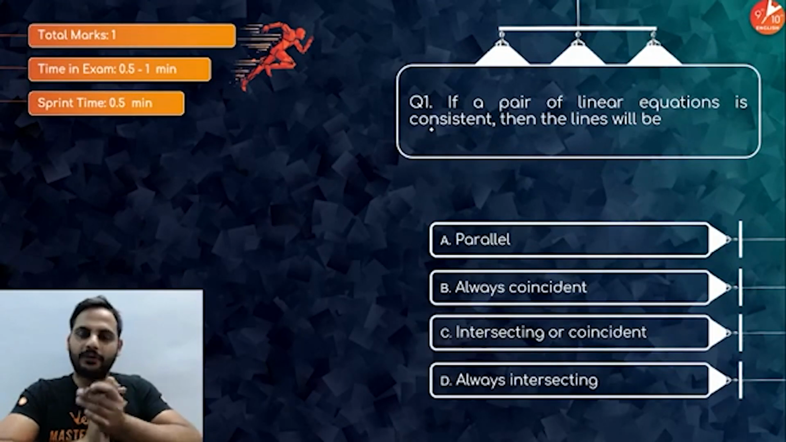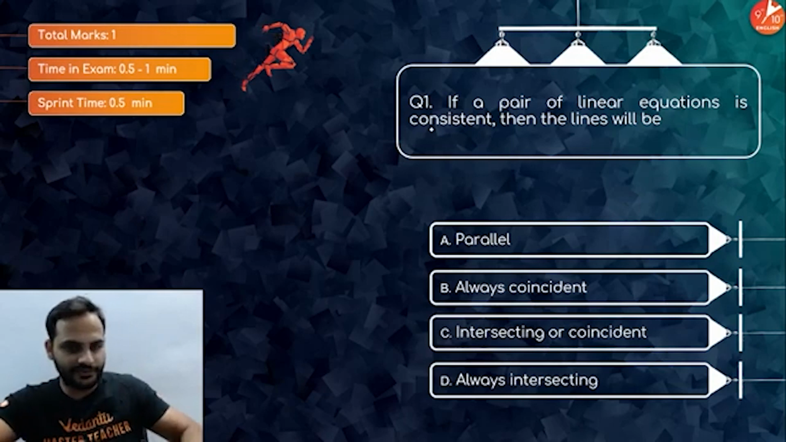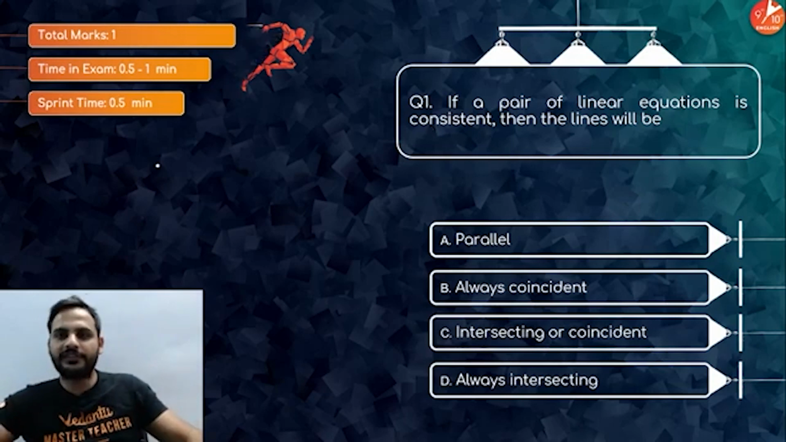So let's start with our questions, guys. First question, what the first question is saying: if a pair of linear equations is consistent, then the lines will be. Now, guys, remember, consistent means what?